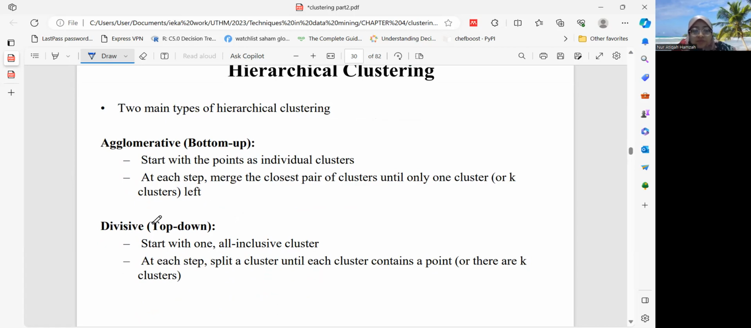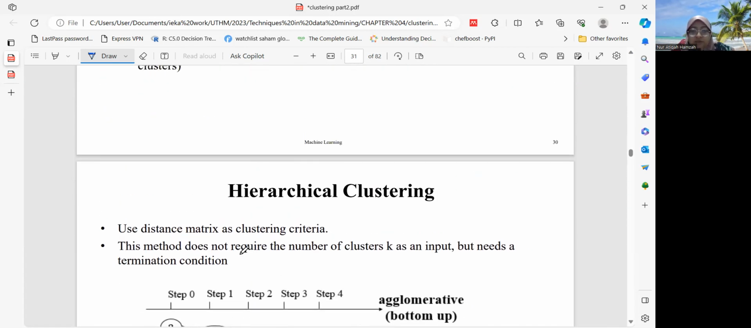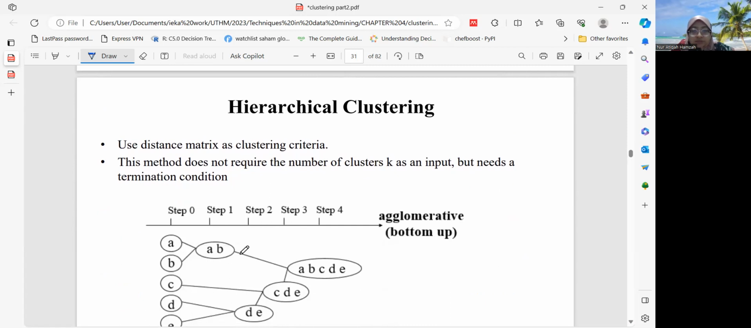Okay, divisive is called top-down. It starts with one all-inclusive cluster. At each step, split a cluster until each cluster contains a single point or there are K clusters. Okay, so kalau kita tengok kat sini, hierarchical clustering uses a distance metric as the clustering criteria. This method does not require the number of clusters K as input, but needs a termination condition.